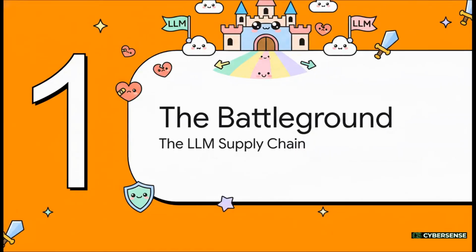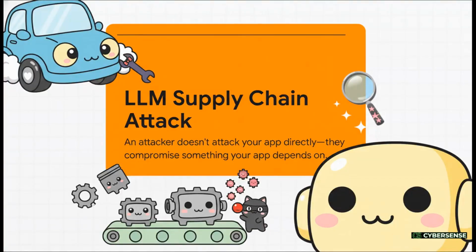Before you can ever hope to defend a system, you have to understand the terrain. For LLMs, that terrain is what we call the supply chain. So what on earth is an LLM supply chain attack? Well, think of it this way. Instead of an attacker trying to break down the front door of a car factory, they just sneak in and tamper with the tires being shipped from a supplier. Same idea here. They aren't attacking your app head-on, they're going after something your app trusts and depends on.